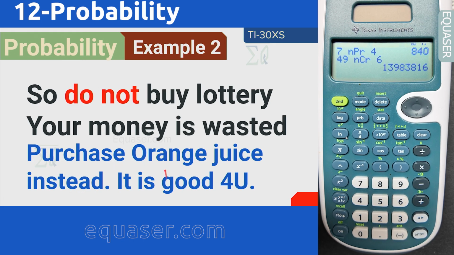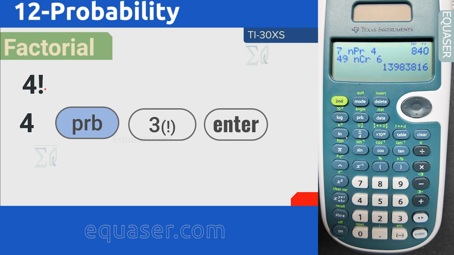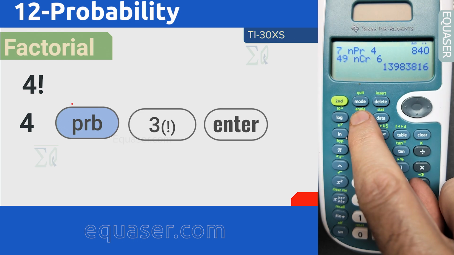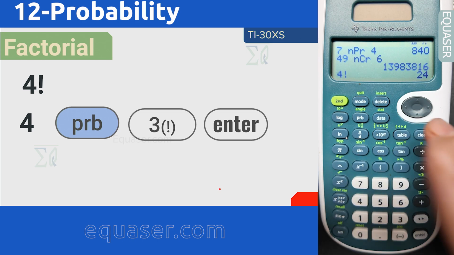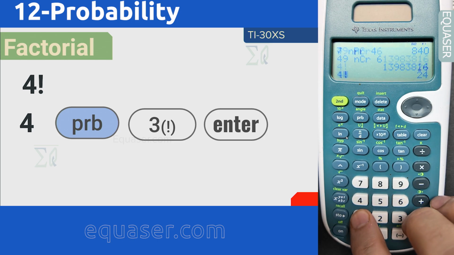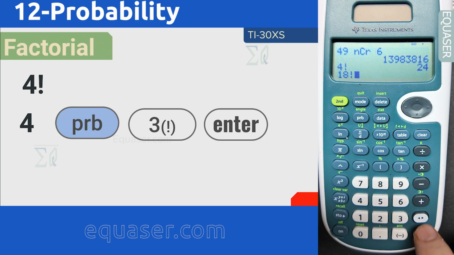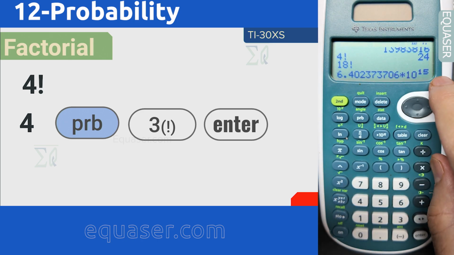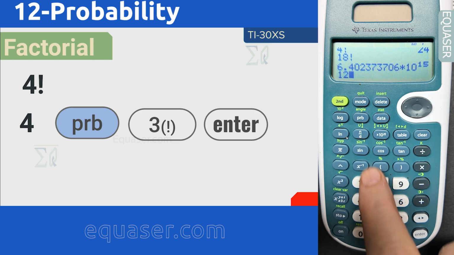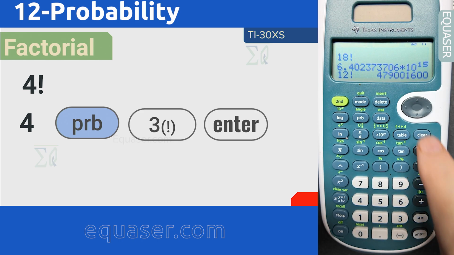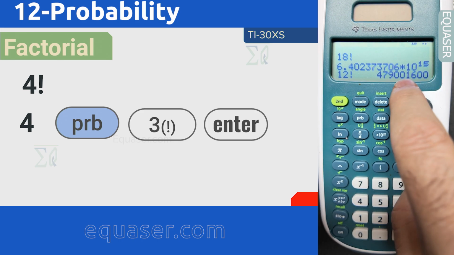It's good for you. Now for 4 factorial, press 4, and then we bring the symbol PRB and number 3, factorial. So we have factorial, and press enter. That's 24. If you want to do, let's say, 18 factorial, 18 PRB 3 and enter, you see this is huge. Let's say 12 PRB 3. This is a little smaller but still a huge number.